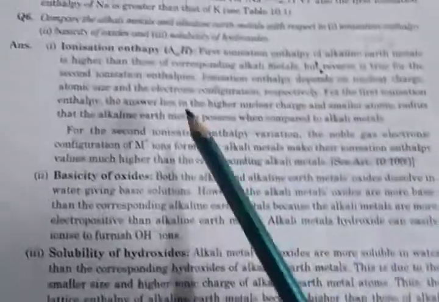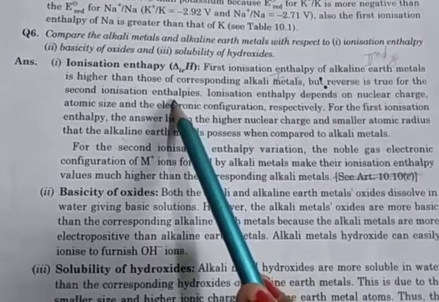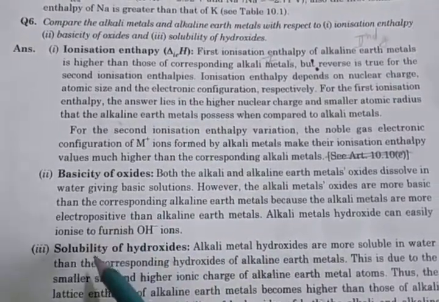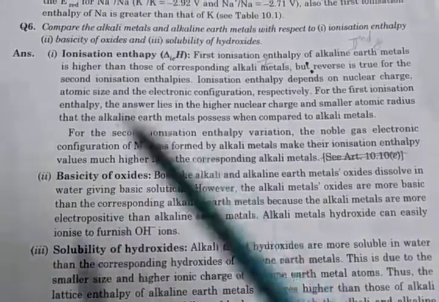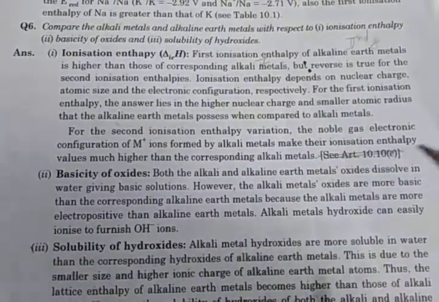So these three points are ionization enthalpy, basicity of the oxide, and solubility of the hydroxide. We have to compare the alkali metals and the alkaline earth metals.